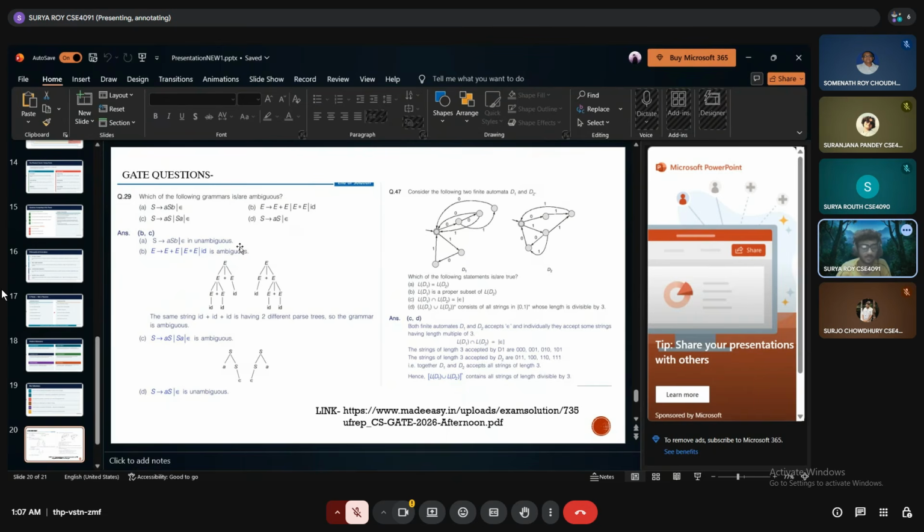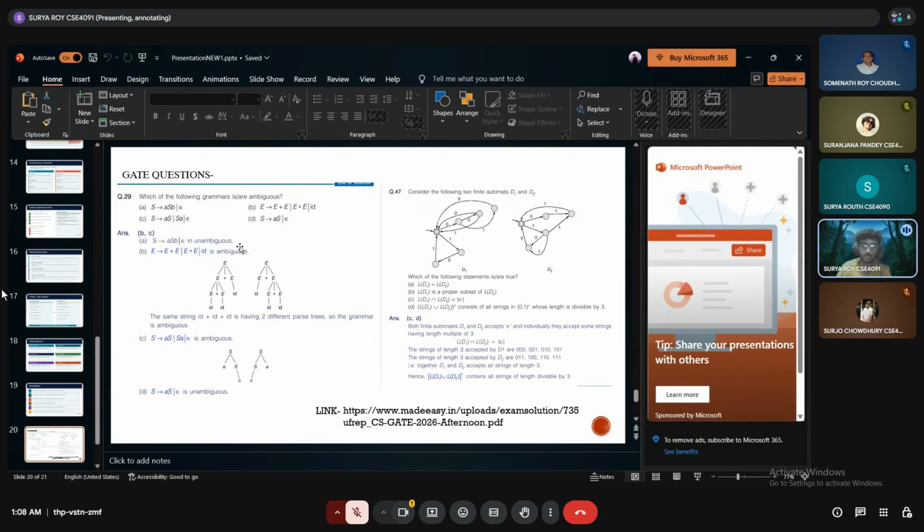In option C, the grammar is also ambiguous. For example, the string A can be derived in two ways, using S produces AS produces A, or using S produces SA produces A. So we get two different parse trees for the same string. In option D, this grammar generates strings like A, AA, AAA, and so on. Each string has only one way to be derived, so it is unambiguous.